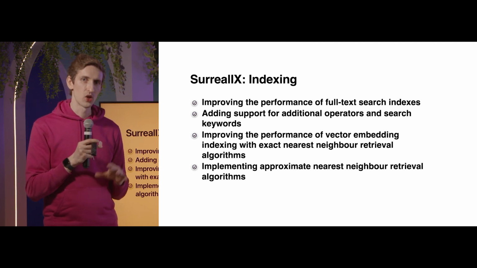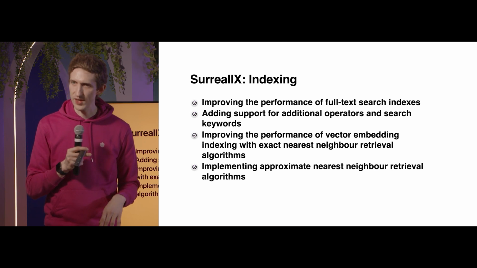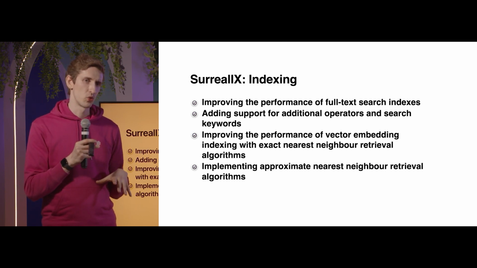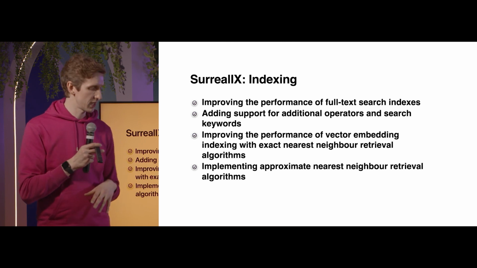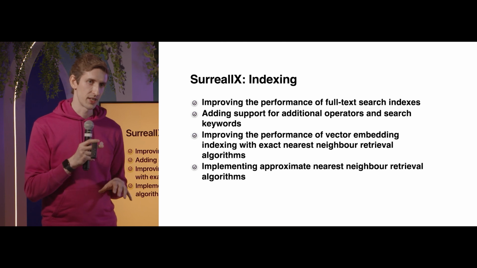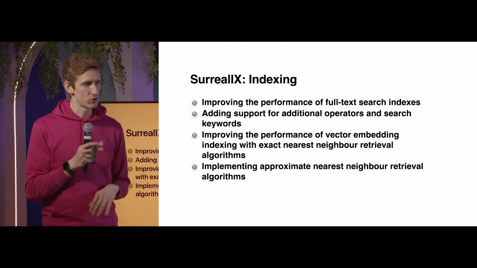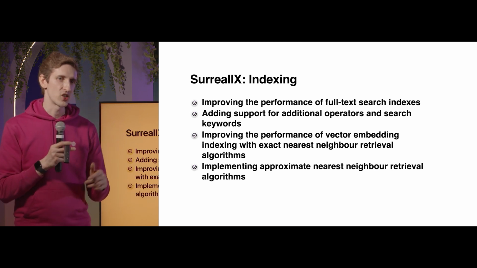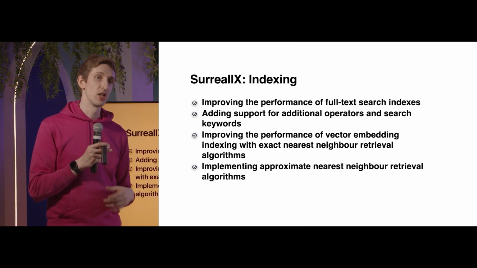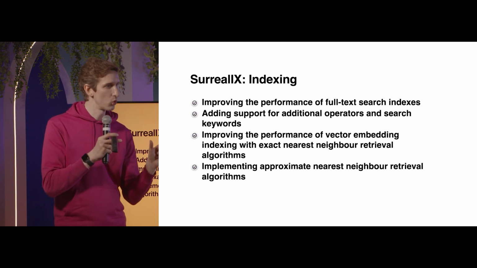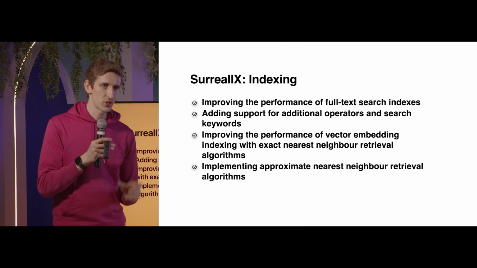The other thing is a lot of the vector embedding databases out there, so Pinecone, Qdrant, Weaviate, they typically support HNSW, so approximate nearest neighbor retrieval. At the moment, our vector embedding indexing supports exact nearest neighbor retrieval, so it's more accurate, but it's less performant. We'll be introducing HNSW, so approximate nearest neighbor retrieval, in due course as well, and then you'll be able to choose as a developer whether you want to use exact search or approximate search.